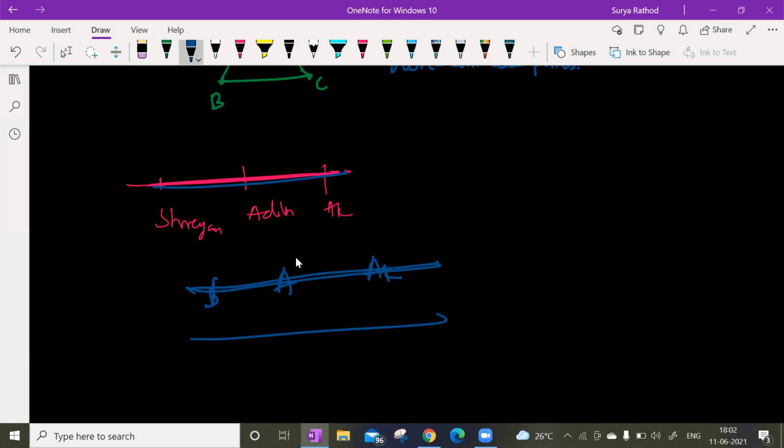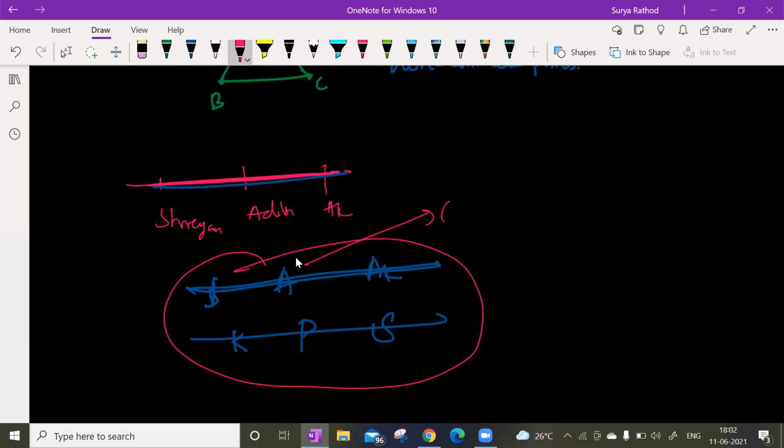You all are collinear. Why? Because you are sitting on a railway track, right? If not, look at this now. Kavya is sitting here, Piyush is sitting here, and some others, and I am sitting here. So can I say all these people are collinear now?